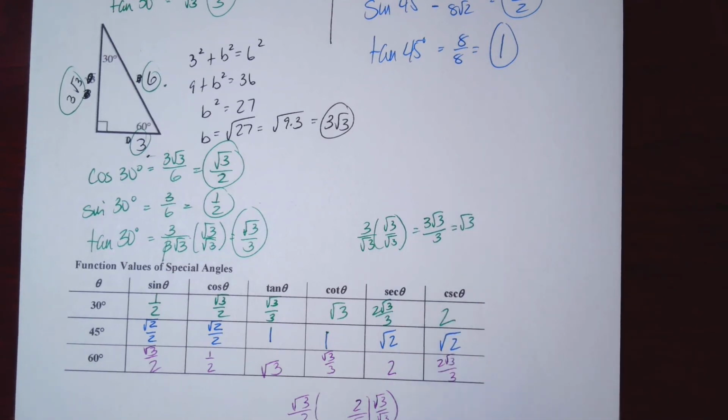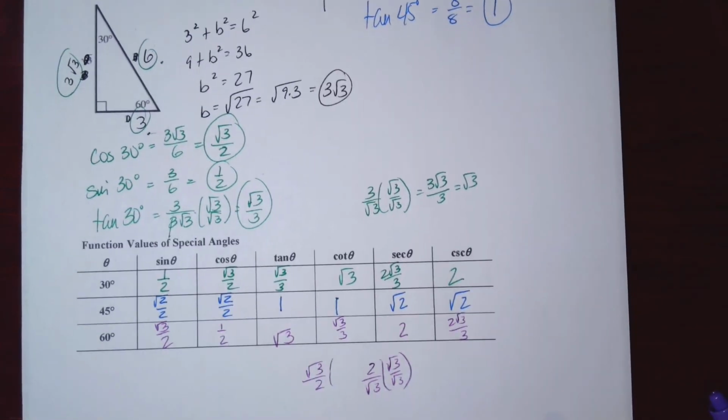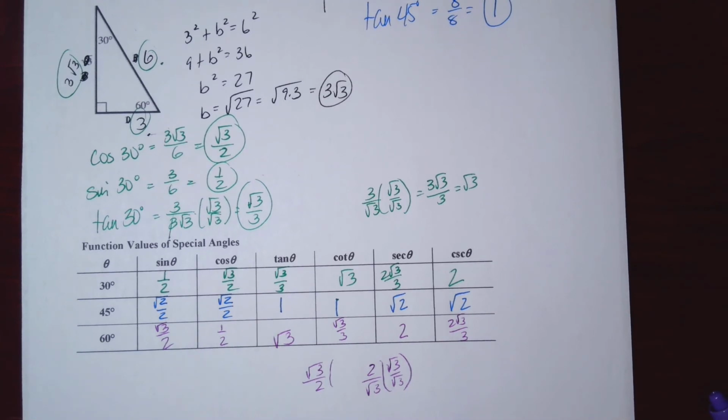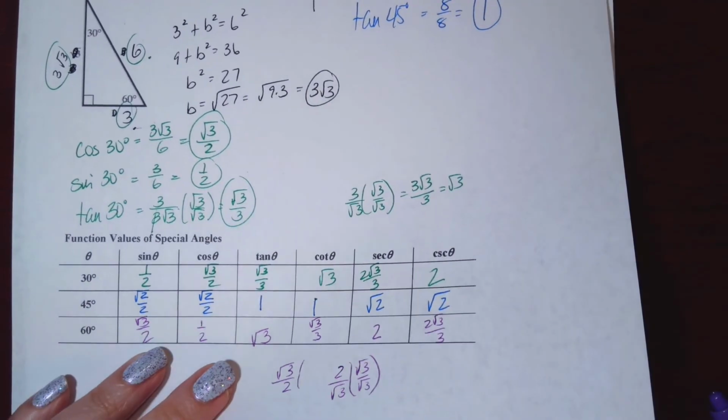So there are your trig function values for your special angles. We've already done those on your unit circle. So hopefully you remember doing those from the unit circle.